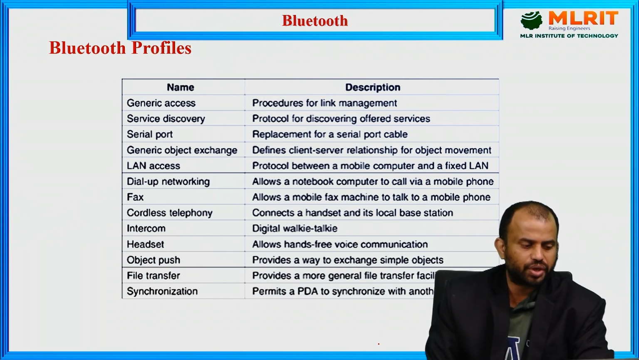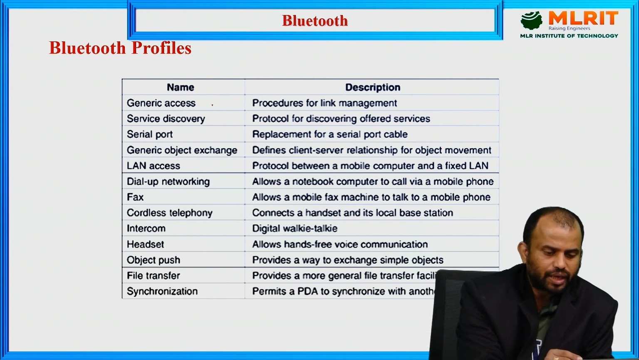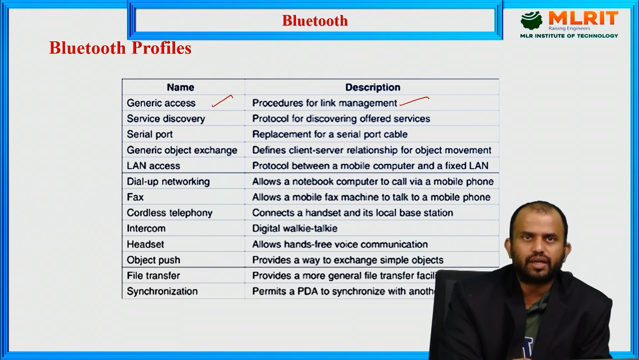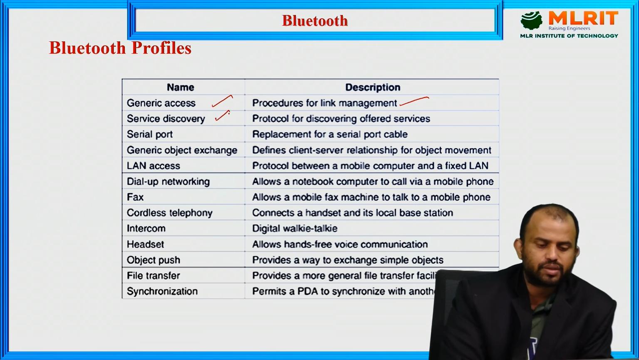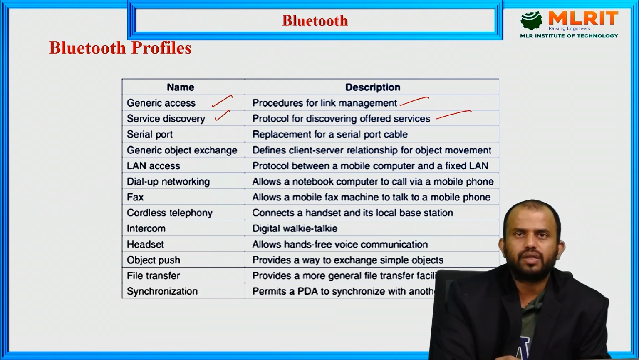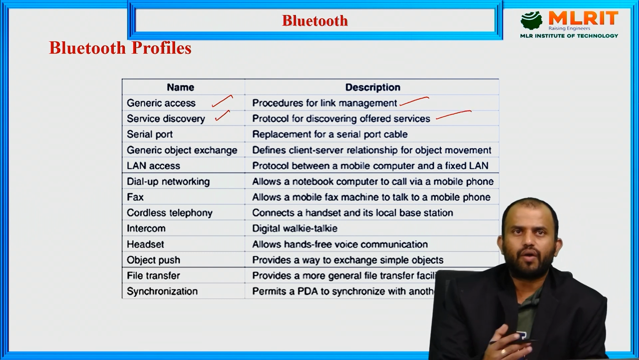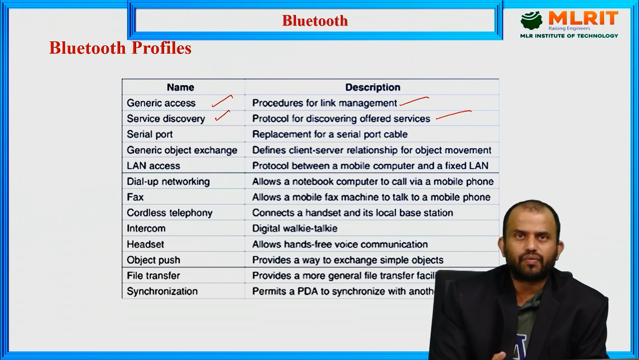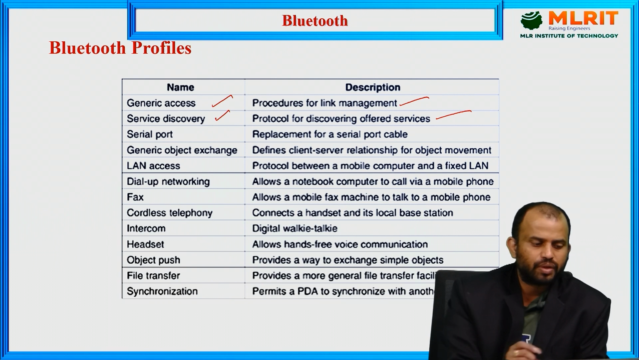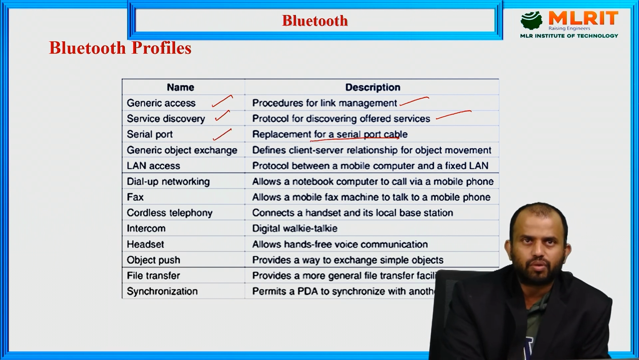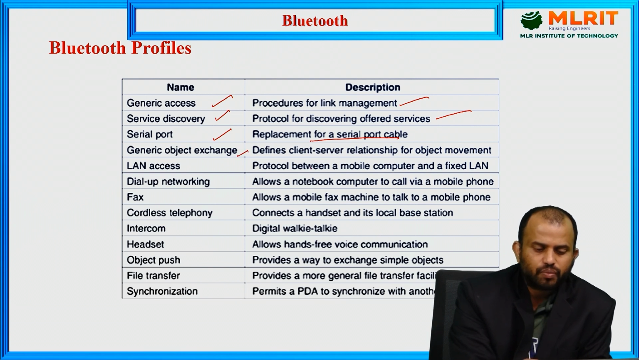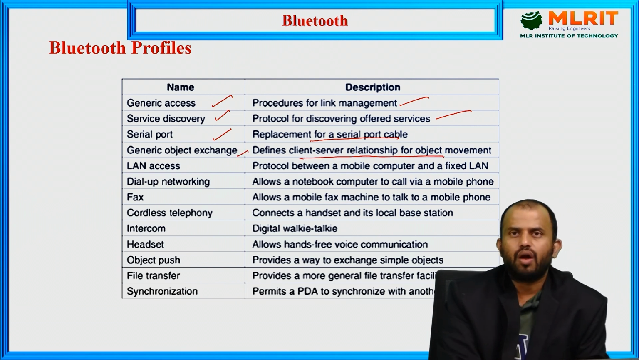Going through the generic names, we have generic access, which is a procedure for link management, and service discovery, which is a protocol for discovering offered services within the same network. The next one is the serial port, which is a replacement of a serial port cable, and generic object exchange, which defines a client-server relationship between objects.